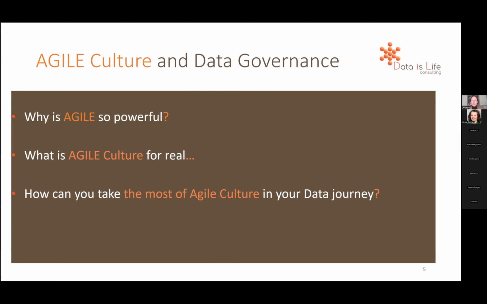So, agile culture and data governance. Why is agile so powerful? What is agile culture for real, and how can you get the most out of agile culture in your data journey? Basically, these are the 3 topics I'm going to cover. The first one being, why is agile so powerful?